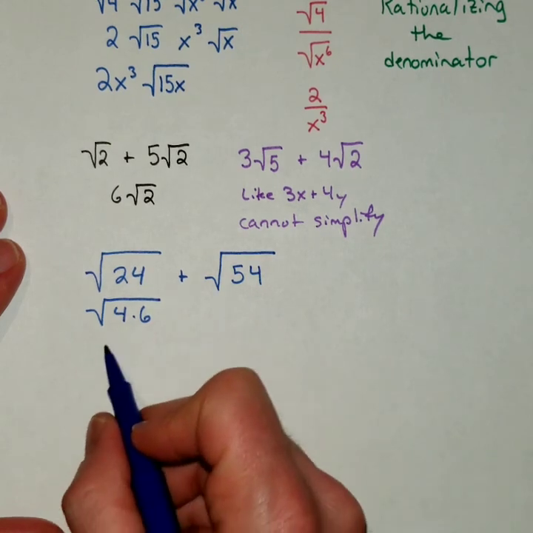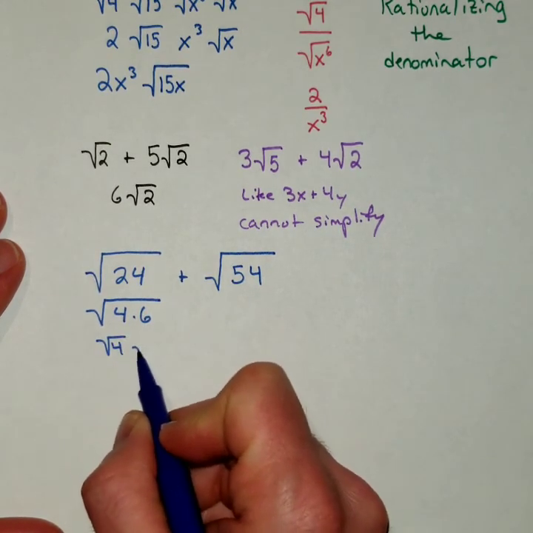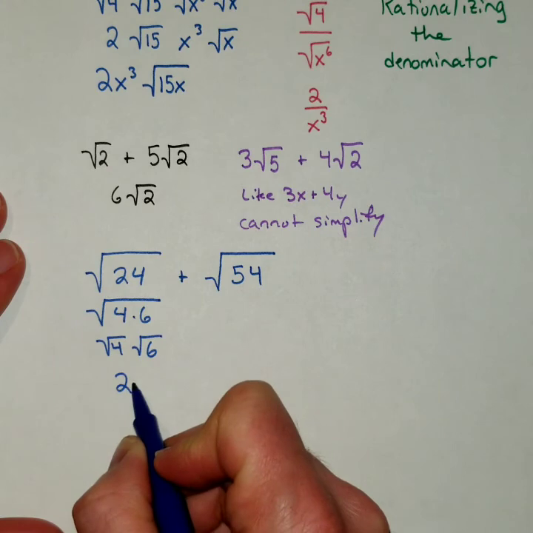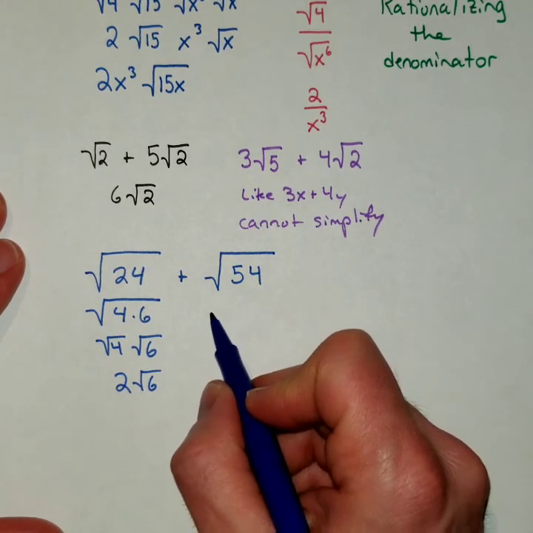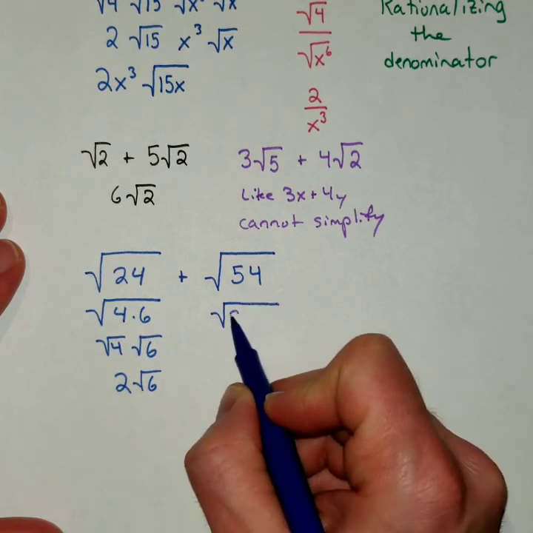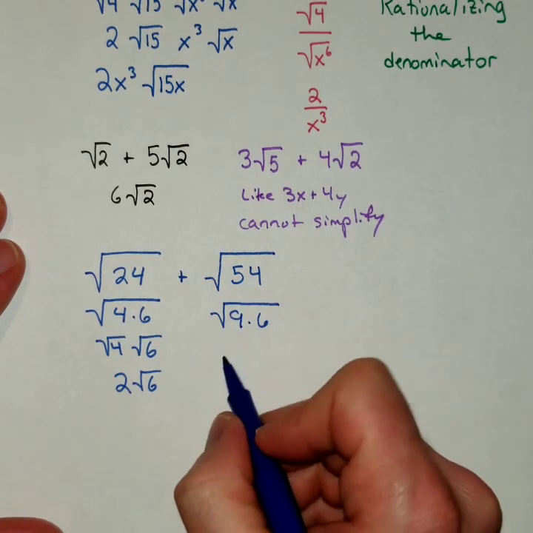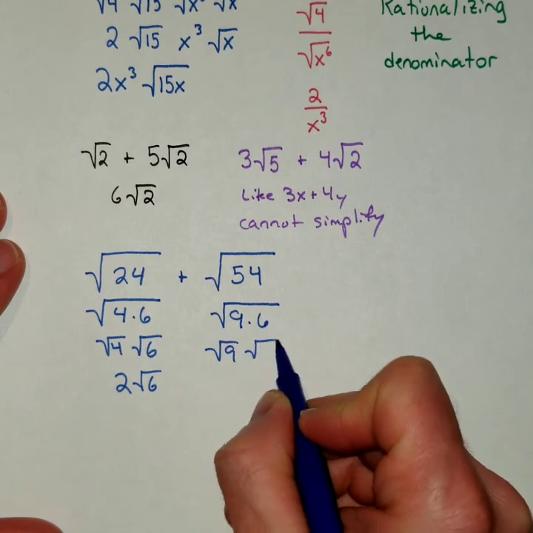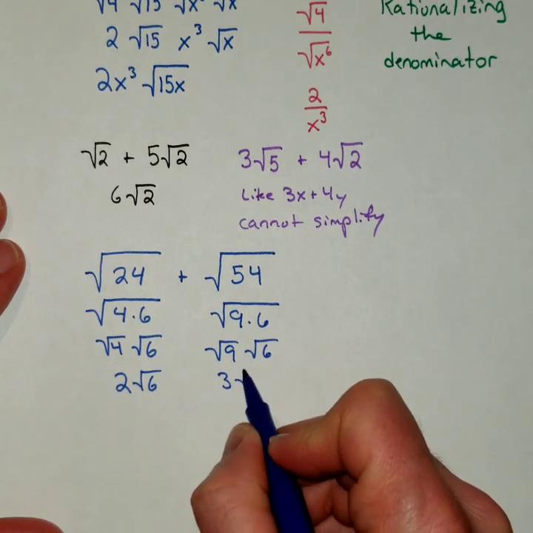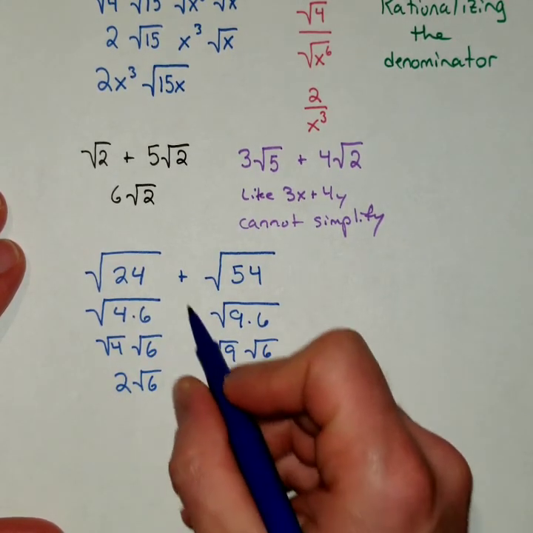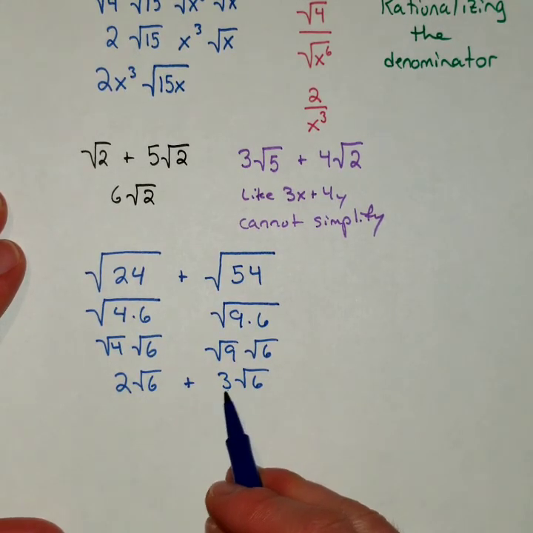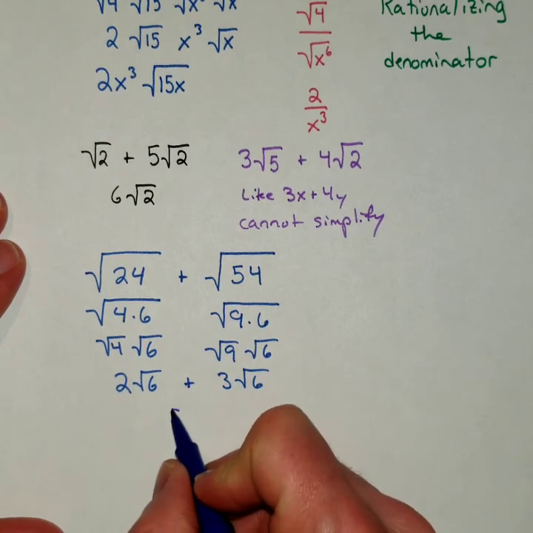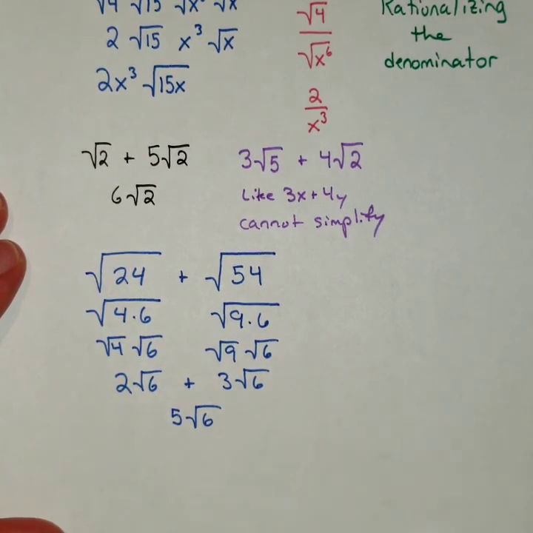And then if I take the square root of the 4 and the square root of the 6 separately, I get 2 root 6. The root of 54 is really 9 times 6. And if I take the root of the 9 and the root of the 6 separately, I get 3 root 6. And I'm bringing down my plus. So now I'm adding these together, and 2 root 6 plus 3 root 6, that should give me 5 times the square root of 6. And that's my simplified form.